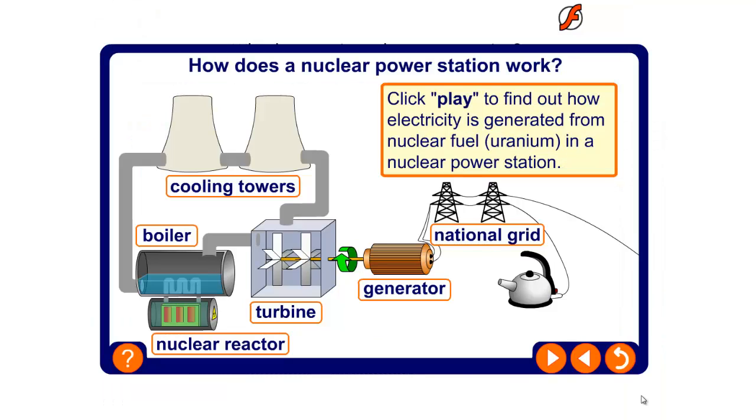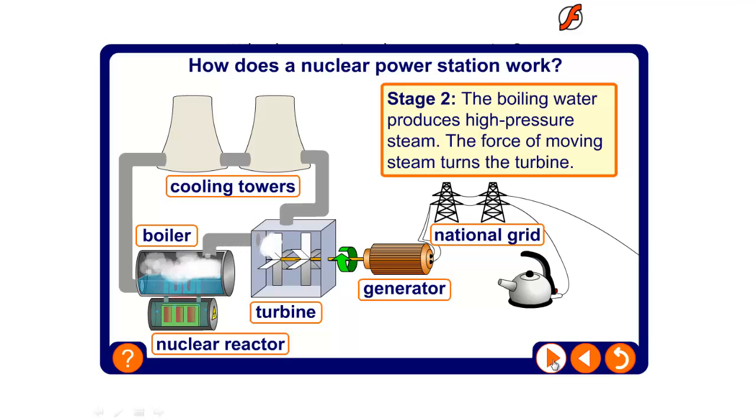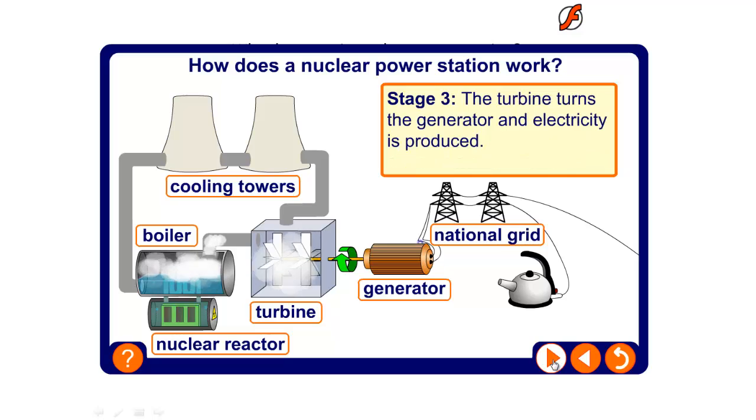So, this is what happens with a nuclear power station. First of all, stage 1, the nuclear reactor, which is here, produces thermal energy, heat energy, which boils the water in the boiler. Next step, the boiling water turns into steam and drives the turbine. Then the turbine is connected to the generator, which produces electricity.